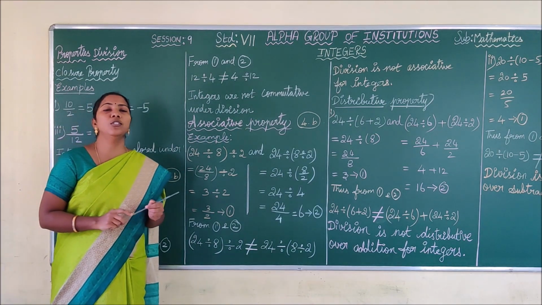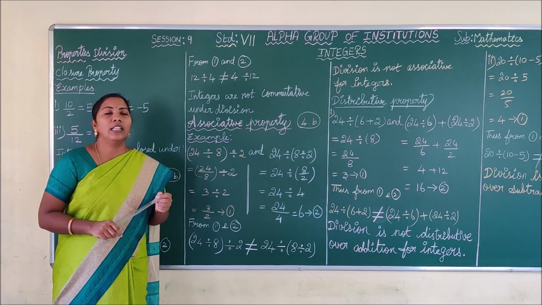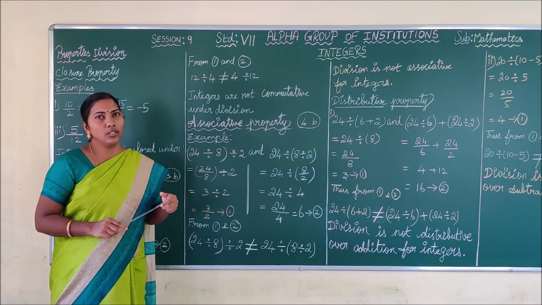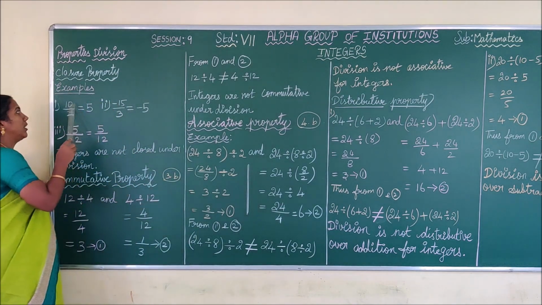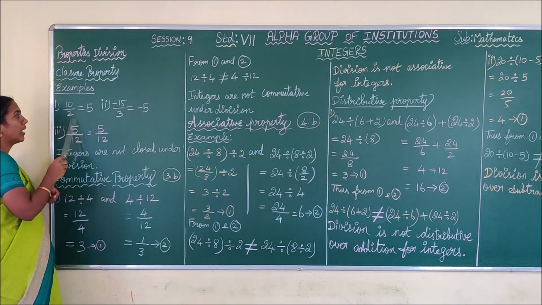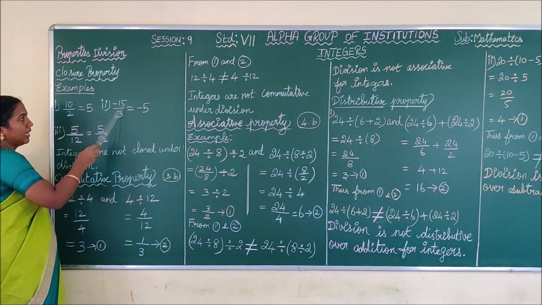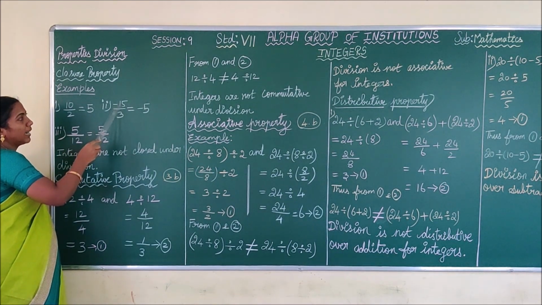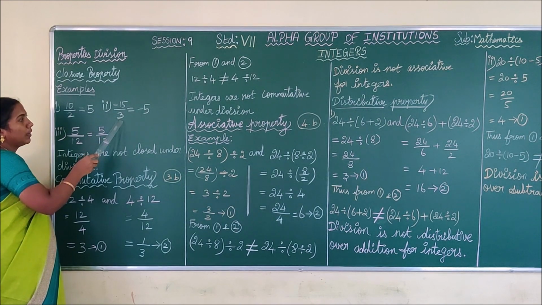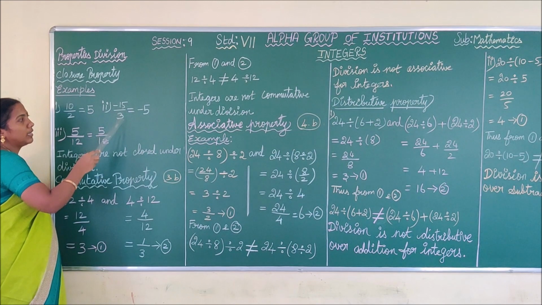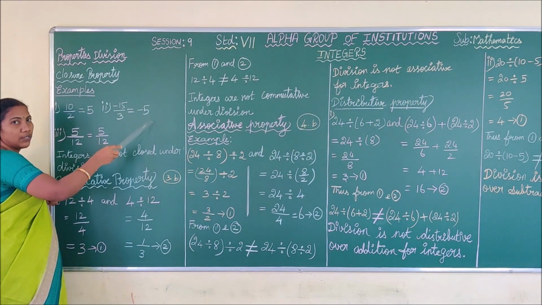Closure property means you have to take two elements and then apply that operation. The result should be an integer. See here, I have taken two integers, 10 and 2. I am dividing 10 by 2. I get the answer as 5. See the second example. I have taken minus 15 and 3. I am applying the operation division, that is dividing minus 15 by 3. I get the answer as minus 5.